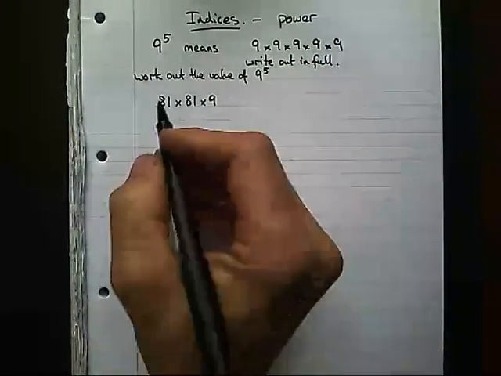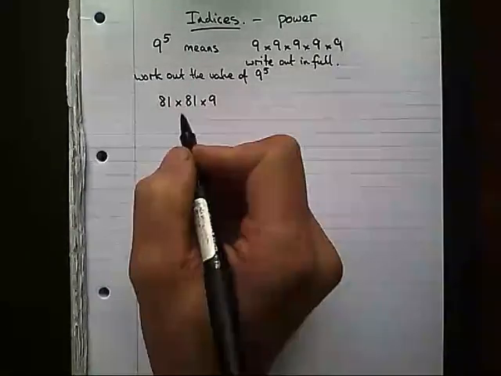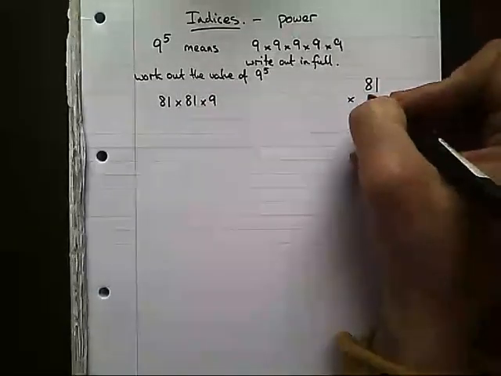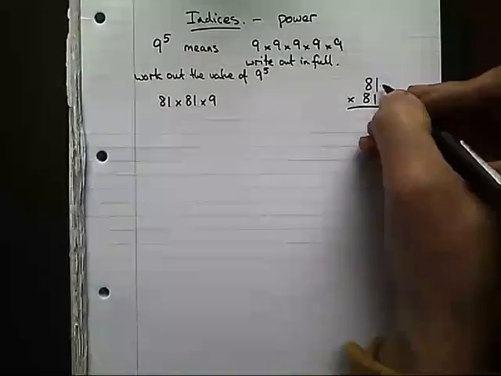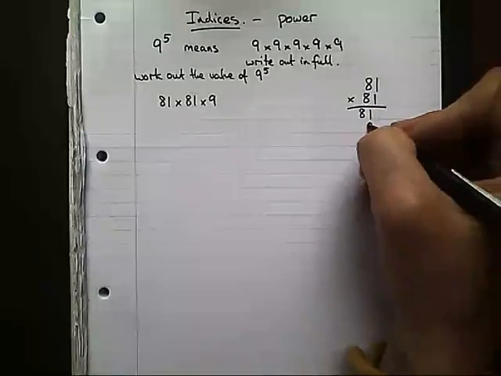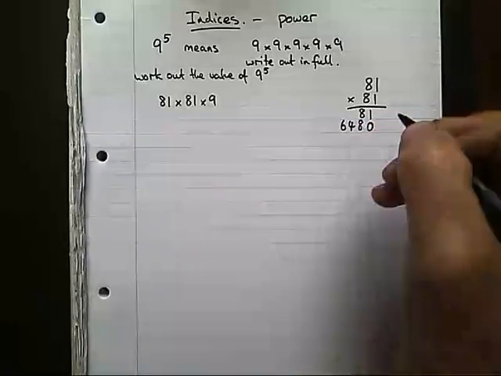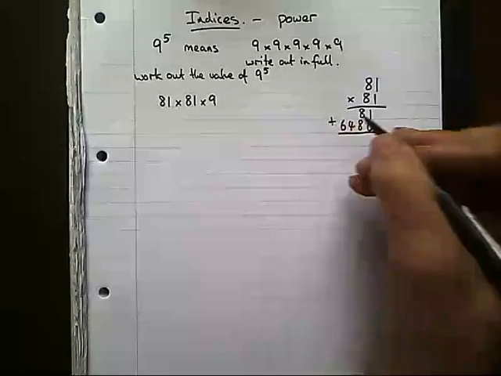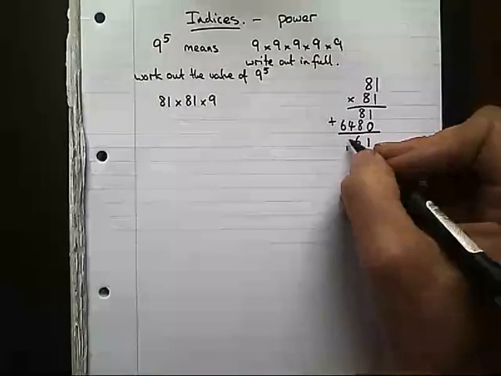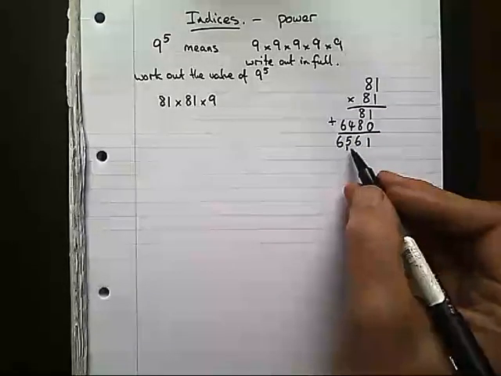So what I could do now is work out what 81 times 81 is, and then take that answer and times it by 9. So that's what I'll do. 81 times by 81. 1 times 81 is 81. Then because I'm now using the 80, I put 0 there. 8 times 1 is 8. 8 times 8 is 64. Right, let's add this together. 1 plus 0 is 1. 8 plus 8 is 16. 4 plus 1 is 5. And then I have the 6. So 81 times 81 is 6,561.